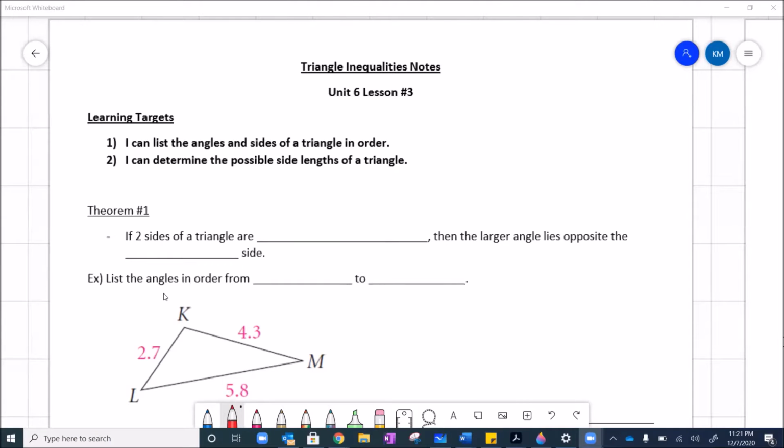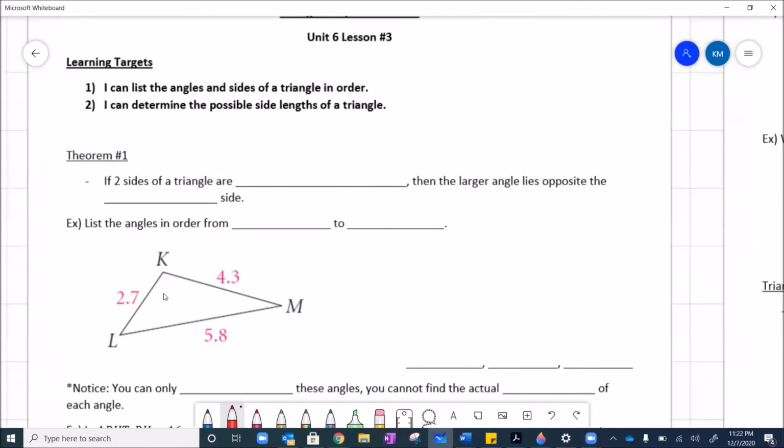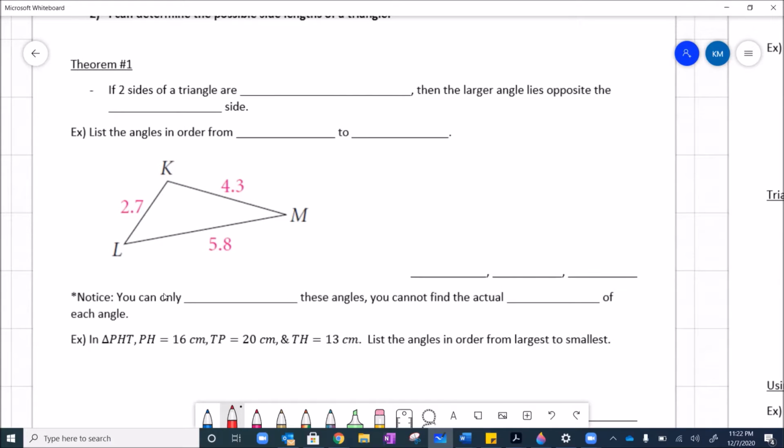Today we're looking at triangle inequalities notes. In this video, you should be able to list the angles and sides of a triangle in order, and you should be able to determine the possible side lengths of a triangle. If two sides of a triangle have different lengths, then the larger angle lies opposite the longer side. In this example, we're going to list the angles from least to greatest. It's very important for us to pay attention to those directions here.